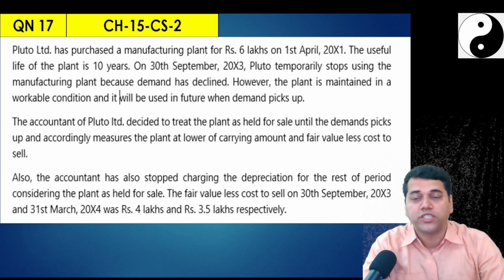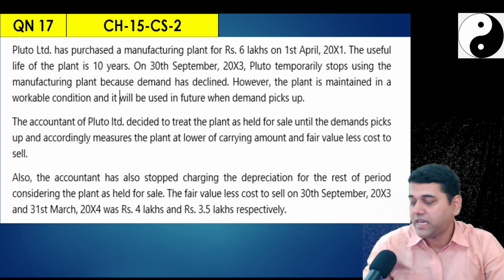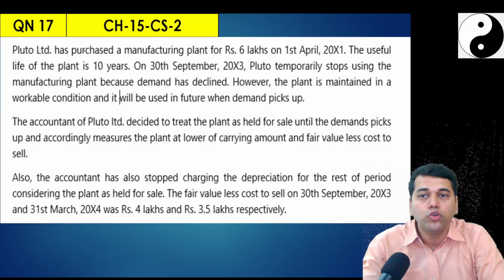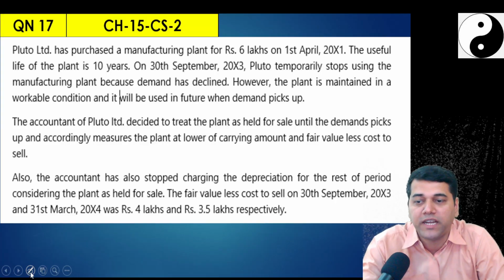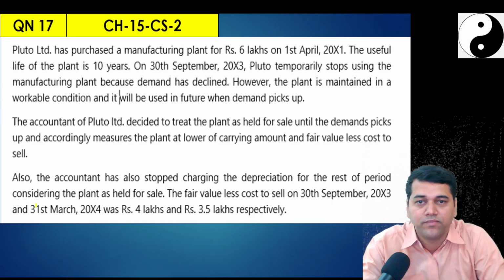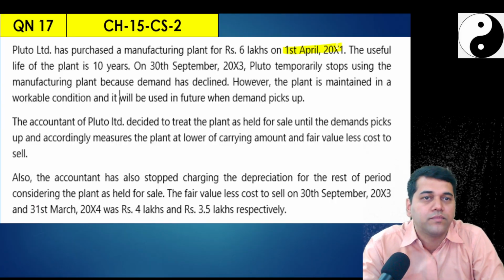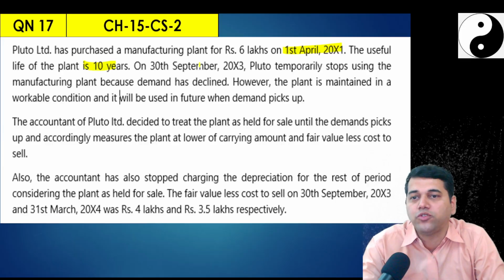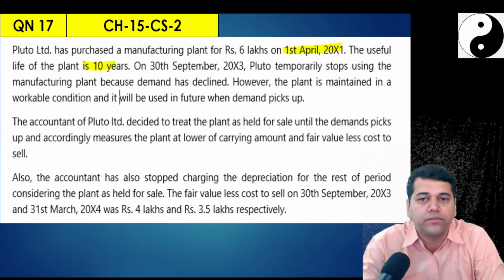Okay, take out question number 17. You see which standards will be included here. Pluto has purchased one manufacturing plant for 6 lakhs on 1st April. The life is 10 years. So you know that 60,000 rupees is depreciated every year.